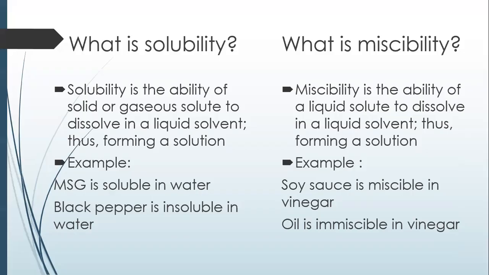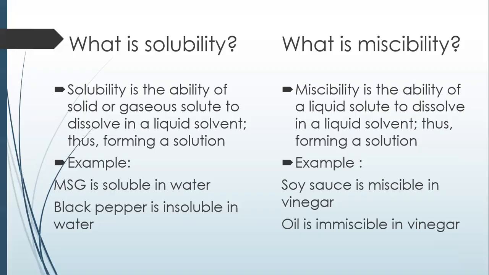So solubility has something to do with the solute's ability to dissolve in a solvent. So if it dissolves, it is called soluble. If it does not dissolve in its solvent, it's called insoluble. In means not. So if it's insoluble, meaning not soluble, it does not have the ability to be dissolved. What about miscibility? Miscibility is the ability of a liquid solute to dissolve in a liquid solvent.